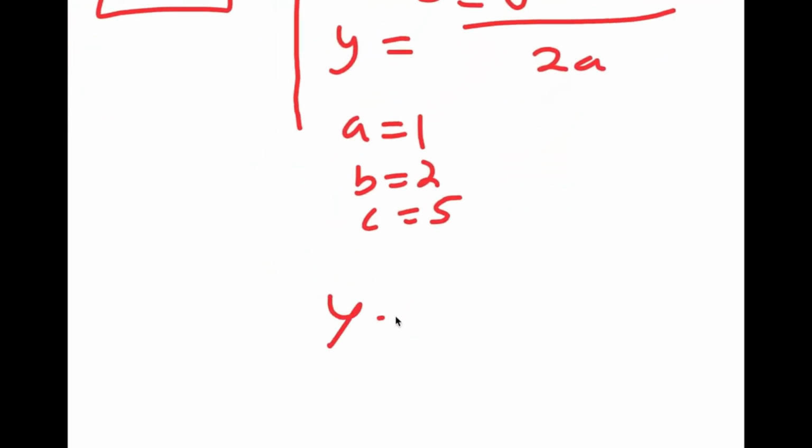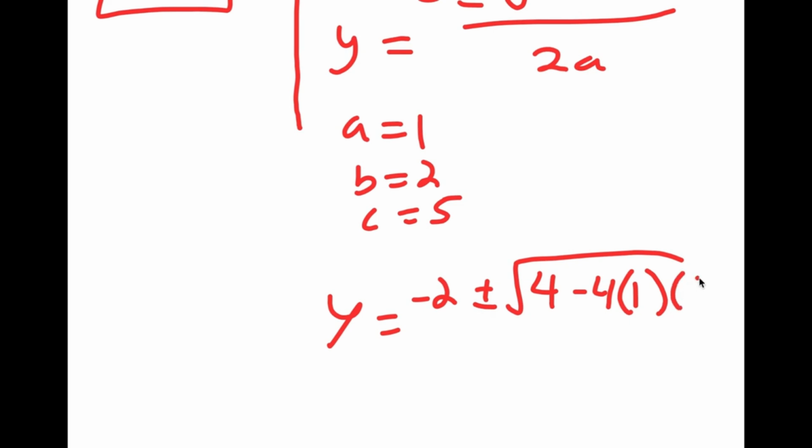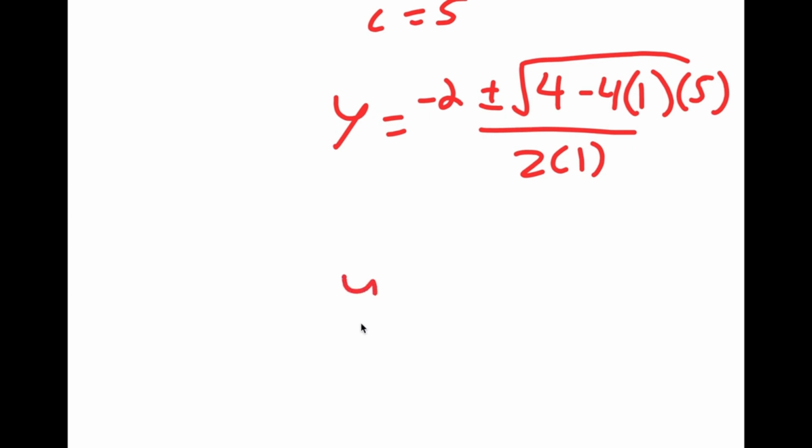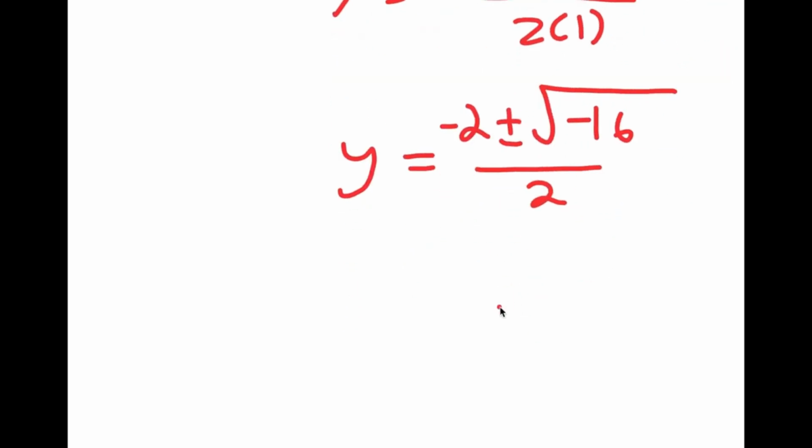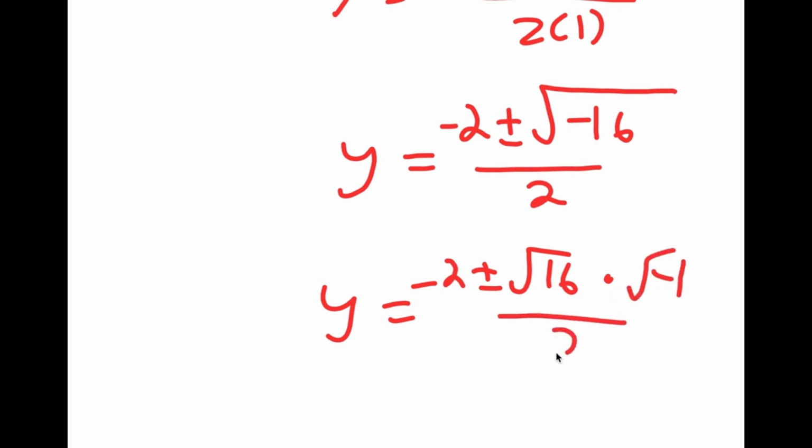So I get y is equal to negative 2 plus or minus the square root of b squared, so 2 squared, which is 4, minus 4 times a, which is 1, times c, which is 5, all over 2a. So 2 times 1, and this is equal to negative 2 plus or minus the square root of 4 minus 20, which is negative 16, over 2. And I can write this as negative 2 plus or minus the square root of 16 times the square root of negative 1, over 2.